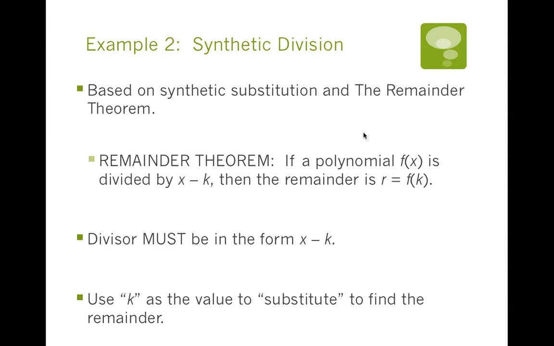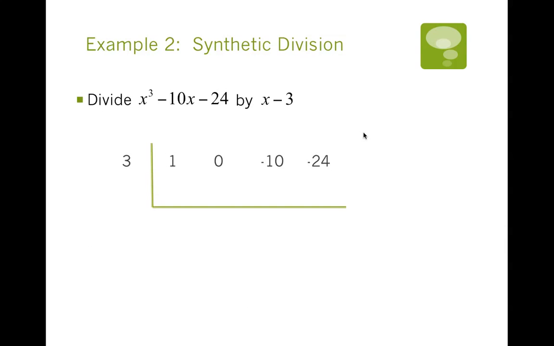And so whatever that k value is, that's what we use to substitute into the polynomial to find out what the remainder is going to be. So let's see how that works. Here I have the polynomial x cubed minus 10x minus 24 being divided by x minus 3.